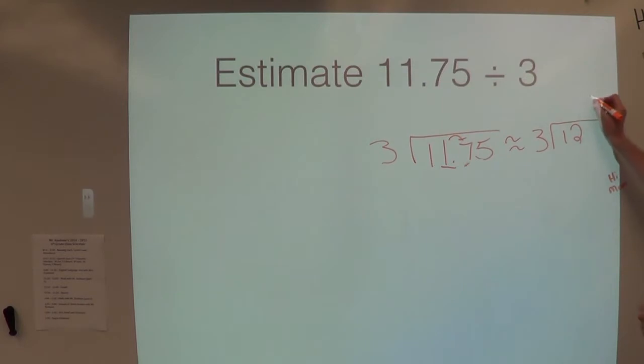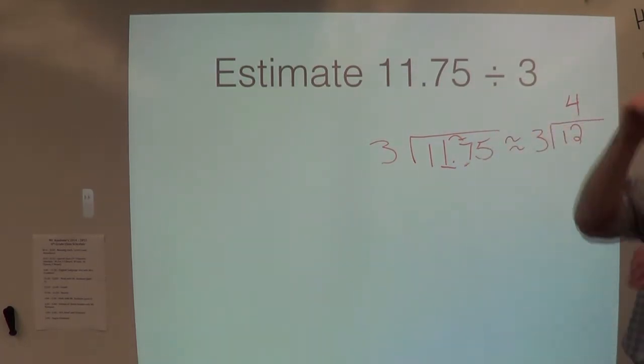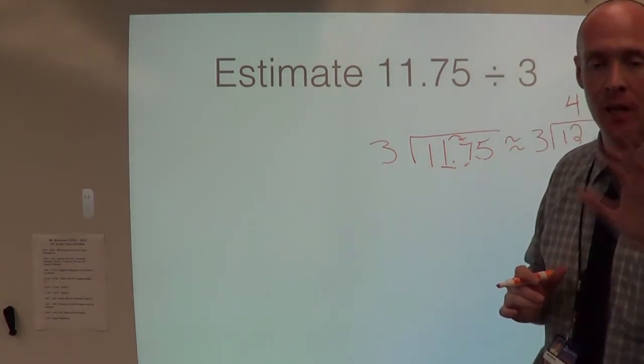And of course, 12 divided by 3 is 4. Notice that does not equal that. I just put the little squiggly equal sign to say that it is close to. It's an estimate. Let's try another example.